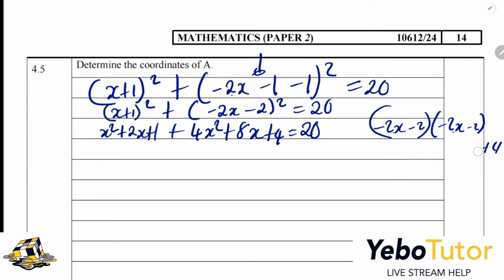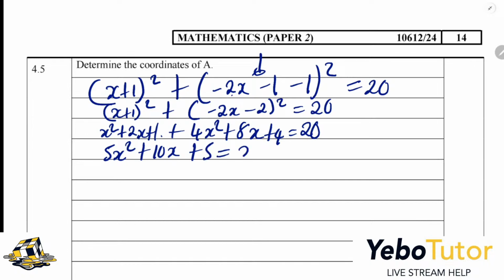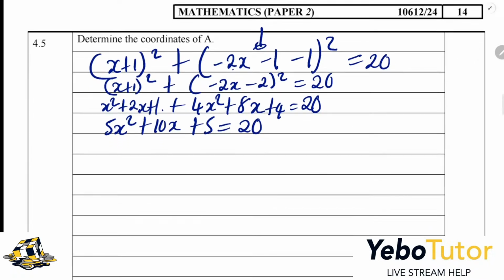Then of course we can rub that out. So now that will be x squared plus 4x squared, that's 5x squared. 2x plus 8x will give us 10x. 1 plus 4 will give us positive 5 equal to 20. Then of course we know that this will be the same as 5x squared plus 10x plus 5 minus 20, that will be negative 15 equal to 0.